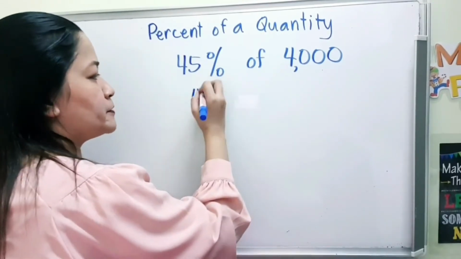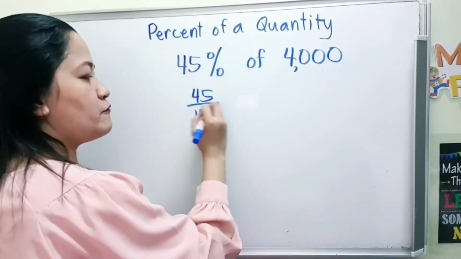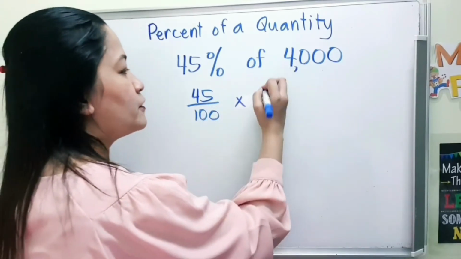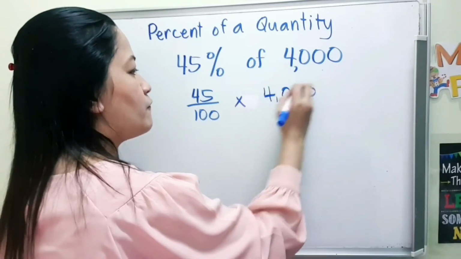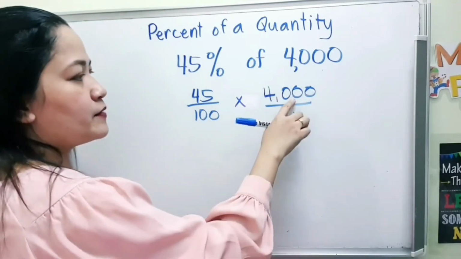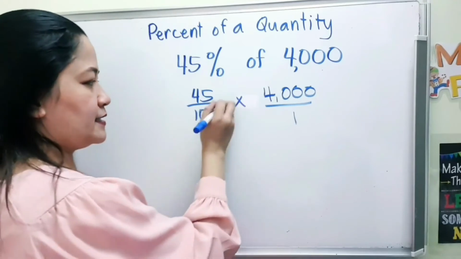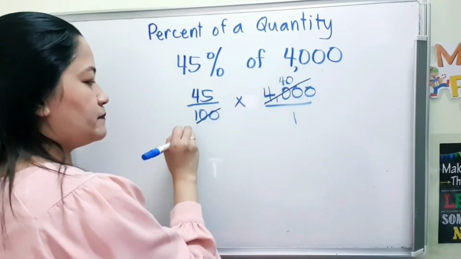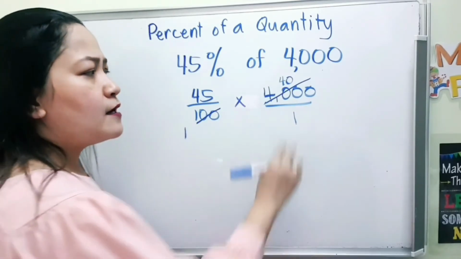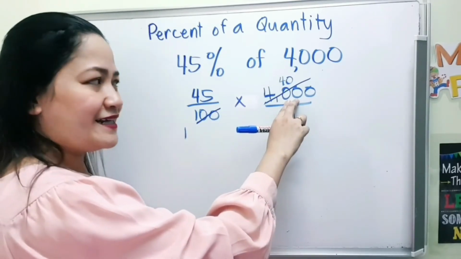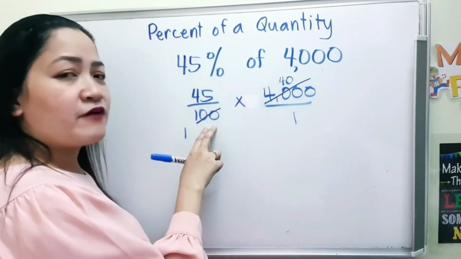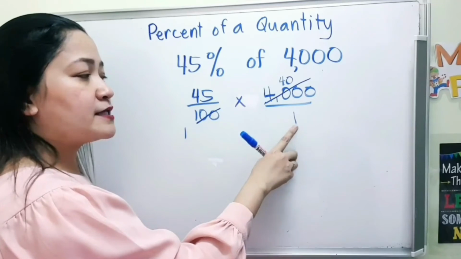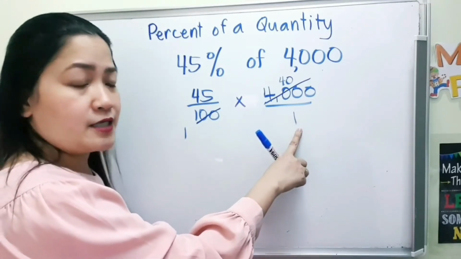Another example, 45% of 4,000. So 45% is 45 over 100. Of means multiplication or times 4,000 over 1. So we can simplify 4,000 and 100. 4,000 will be 40. 100 will be 1. How do we do that again? 4,000 divided by 100 is 40. 100 divided by 100 is 1.